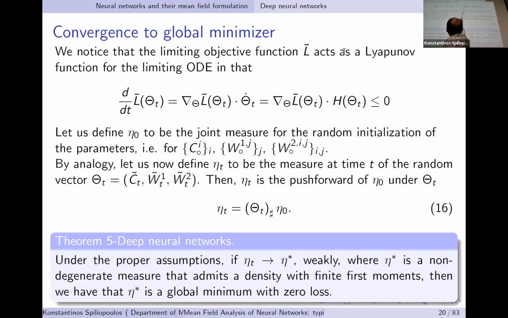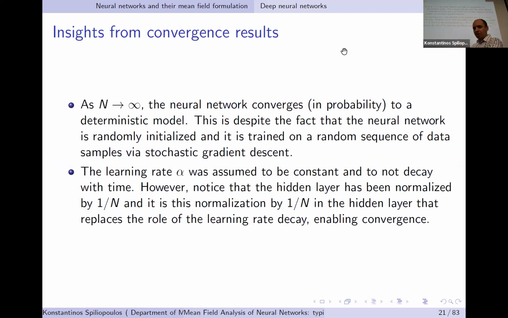the limiting objective function acts as a Lyapunov function governing the dynamics of the limiting neural network, and its derivative is non-negative. Under the proper assumptions, you can say that it converges to a stationary distribution, which achieves the global minimum. This is kind of a guarantee of why this normalization actually works. So let's see what insights we have gained.